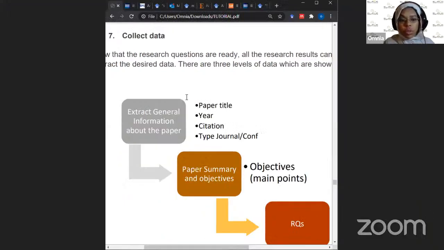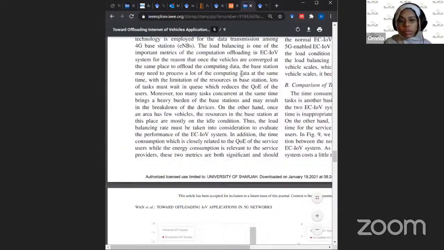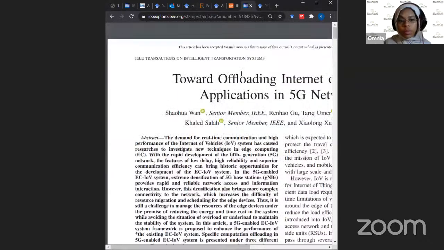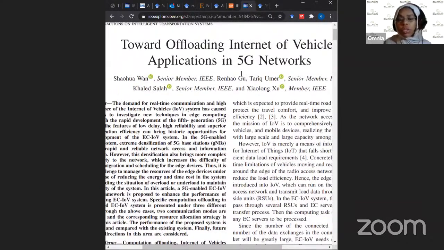Let's put this aside and put this aside as well. Okay, so our first question is the 5G-enabled network: how did the 5G-enabled network improve IOV? So we can take the first paper that we found and review it in detail this time. Did it answer this question? Did it talk about how 5G improved the IOV? If they put any statement about that, that would be great, because that means this paper answered this question, and we can put it here in the field. We're going to do the same thing for the rest of the questions. As you can see here, we have 5.